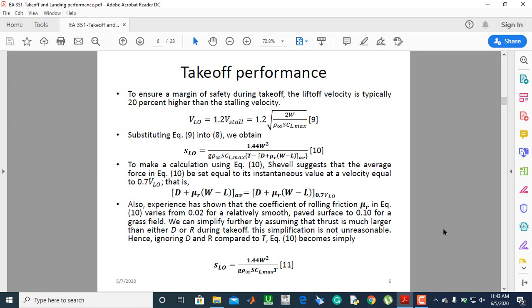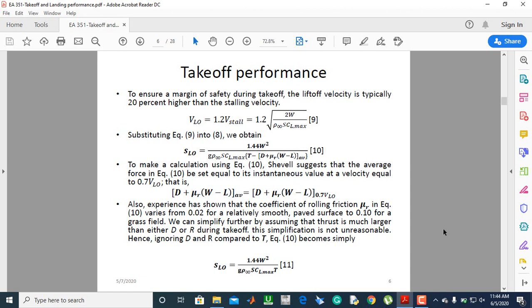From equation 10 you can make calculations, and this author Chevelle made a suggestion that the average force, which in our case is T minus, in the bracket, D plus the resistance force, can be set to an instantaneous value at a velocity equal to 0.7 VLO, or the lift off velocity.